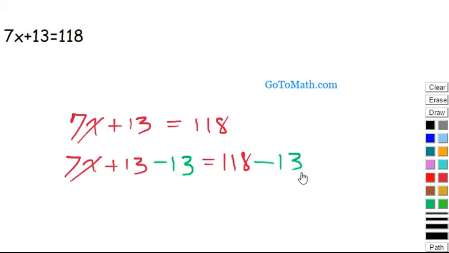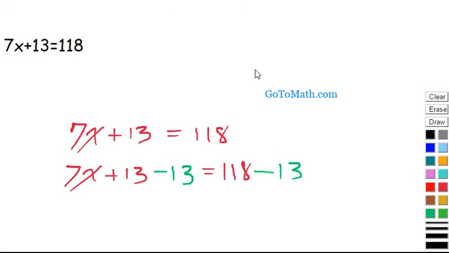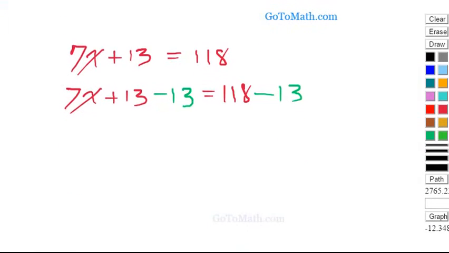All right, so this looks like, let's see, 18 minus 13 is 5. I don't know. I mean, not 5. Oh my God. 105 is what I meant to say. Okay, so we got 105.